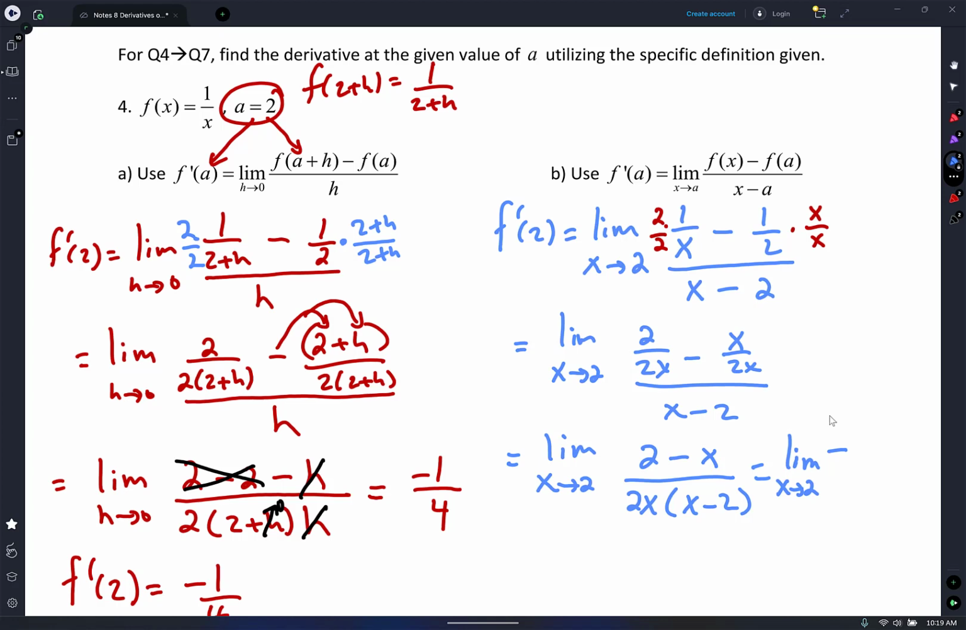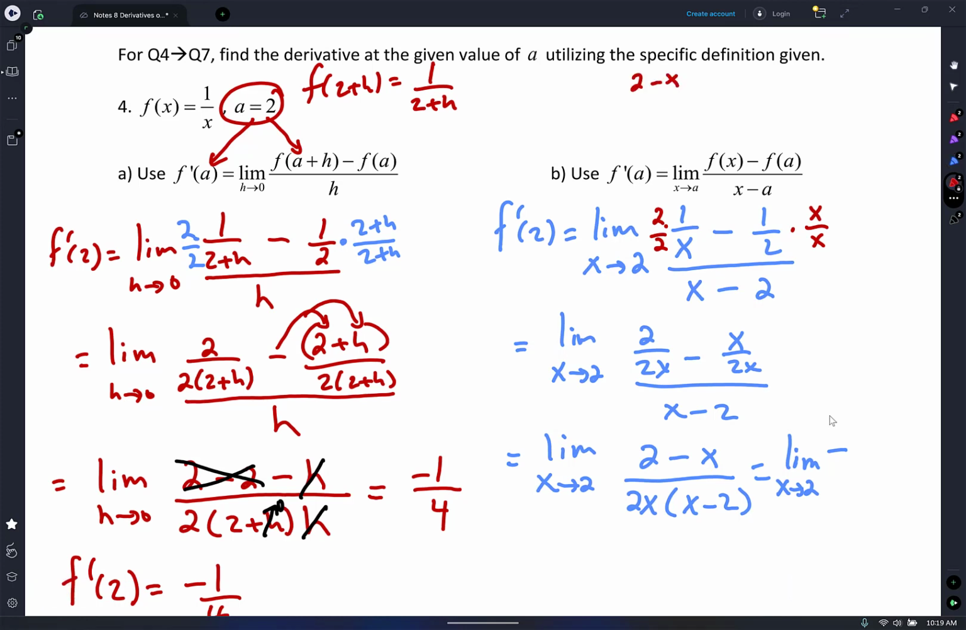Keep, change, flip. A over B divided by C over D is equal to A over B times D over C. So A, D over B, C. So that's all I did. I keep, change, flipped. I'll write it. And then, all right, so I did this.